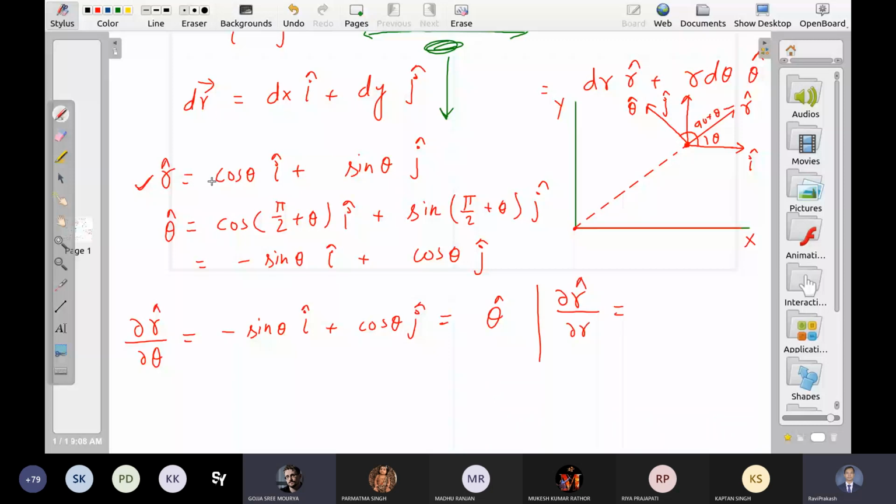Del r cap by del r. Is r there on the right hand side? Del theta cap upon del theta. So this is theta cap. So derivative of this thing with respect to theta. This becomes minus cos theta i cap. And this becomes minus sine theta j cap. And obviously this thing is equal to minus r cap.